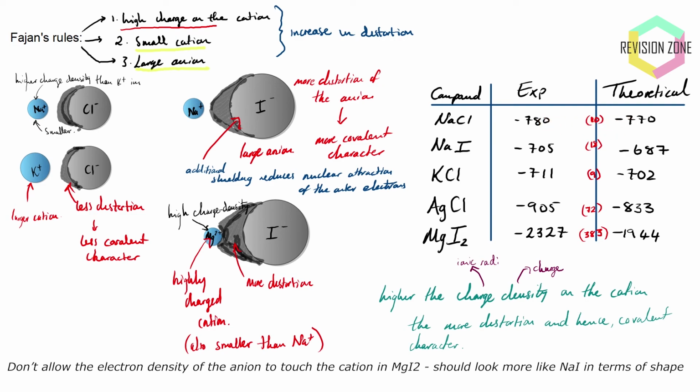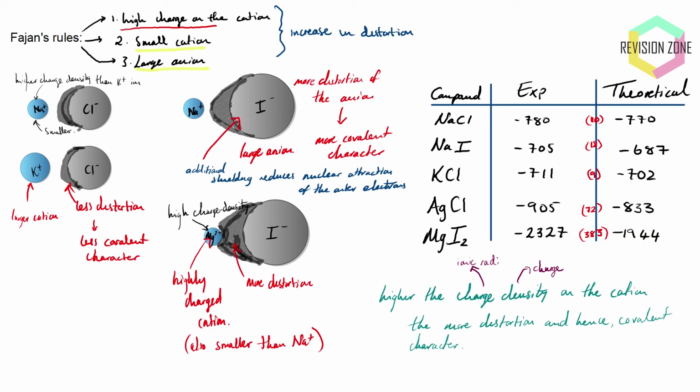Whereas if we start to look at sodium iodide, we can see that because of the large iodide ion, there is more distortion, even though it's still sodium. So we start to see a bigger discrepancy or a bigger difference between the two. So we can say because the difference is larger, and as a result the experimental lattice enthalpy is more exothermic or more negative, there is more distortion or more covalent character within this ionic lattice. If I jump to silver chloride, there is a much bigger difference there. So it's showing more distortion in that lattice enthalpy, so more covalent character.